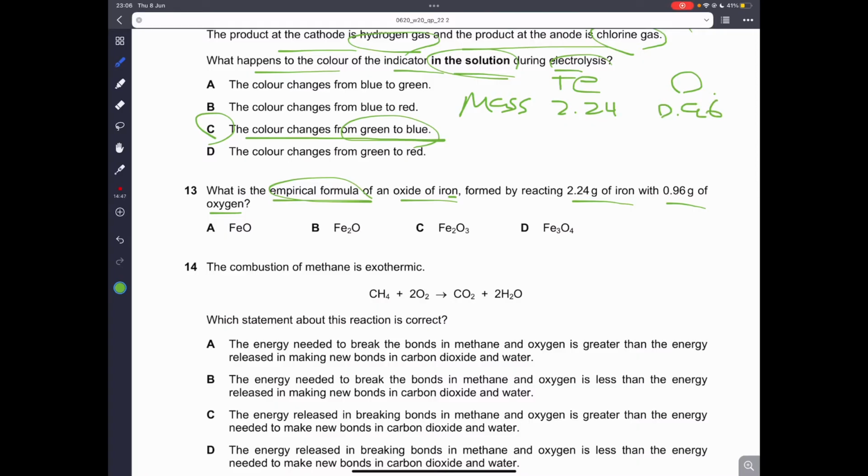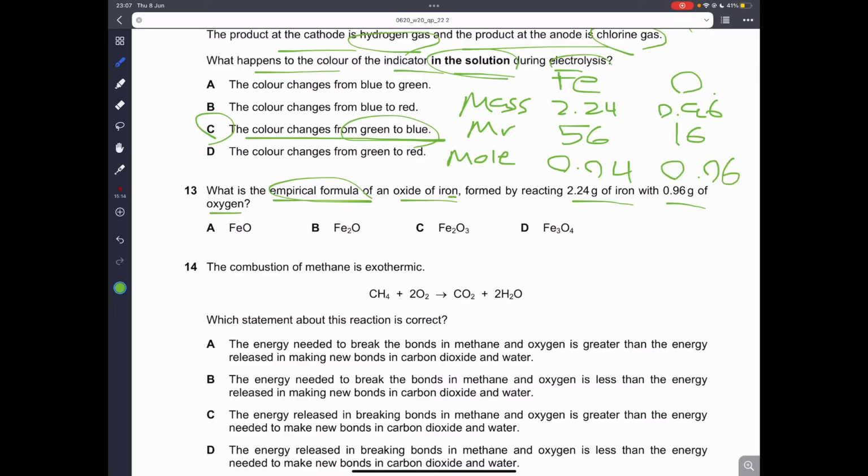Now let's find the Mr, or the molar mass. The molar mass of iron is 56 grams per mole. The molar mass of oxygen is 16 grams per mole. So then we can find the moles. 2.24 divided by 56 gives us 0.04 moles. And for oxygen, 0.96 divided by 16 gives us 0.06.